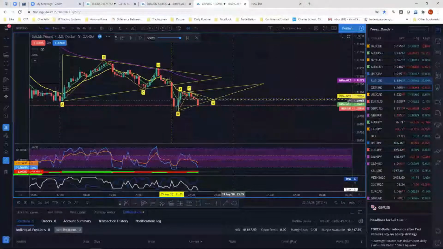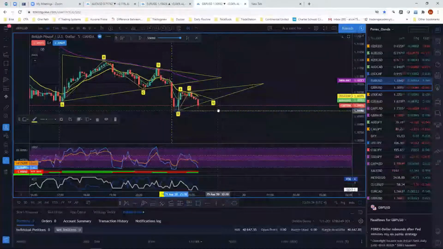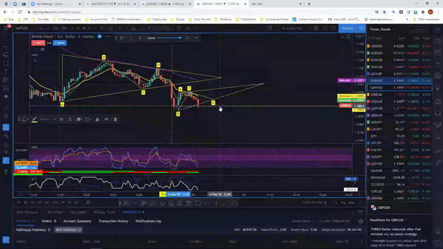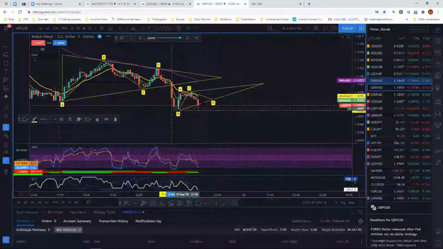So you have another little obstacle here. Now the question is, do you have enough room from here to here? We're only looking at two pips. So before I actually take this trade, I want to see it break and close below this area right in here. I want to see it close below that.